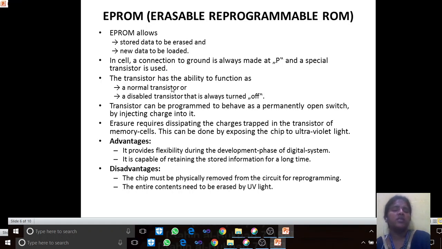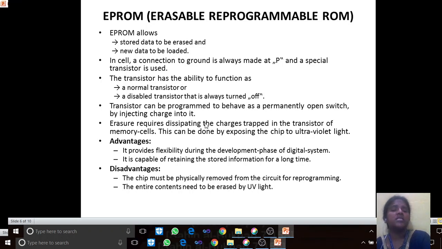Normal transistor means it can store a charge with the high voltage, and disabled means it will always be off. The transistor can be programmed to behave as a permanently open switch. Open switch means it will have a logic value. By open switch, you can inject a charge into it. Charge into it means it will store the value 1.